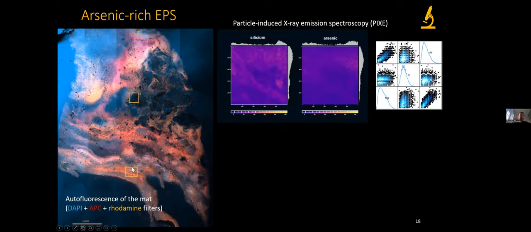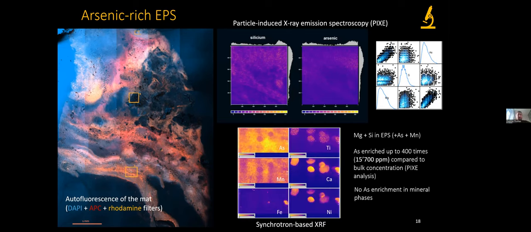And when we zoom in on this heavy arsenic enrichment, we see that arsenic is actually linked together with silicon. And also here I'm showing you a correlation between arsenic and magnesium. So associated with this arsenic, we have a lot of silicon and magnesium. And this is quite common for biofilms. They're very often enriched in magnesium and silicon. We don't exactly know why, but it's very, very common. Meanwhile, it's not enriched in the mineral phases.